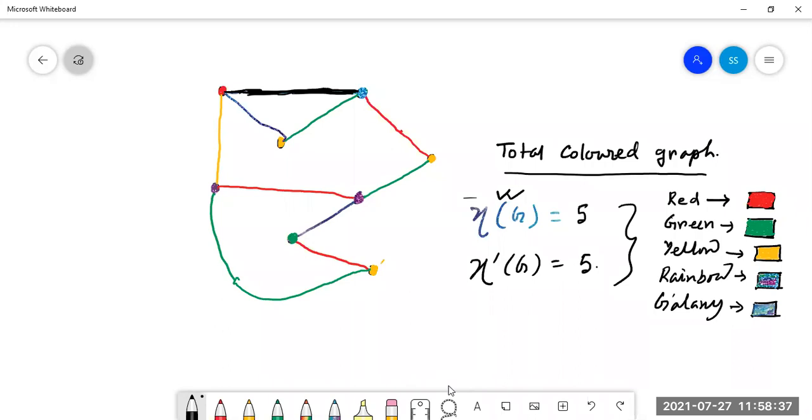Chi G is equal to the chromatic number of the graph, that is the number of colors needed to color all the vertices such that no two adjacent vertices are the same. Chi G is for the vertex, and chi dash G is for the edge. This is called the chromatic number, and this is called the edge chromatic number. Here in both cases they are the same: chi G is also 5 and chi dash G is also 5.